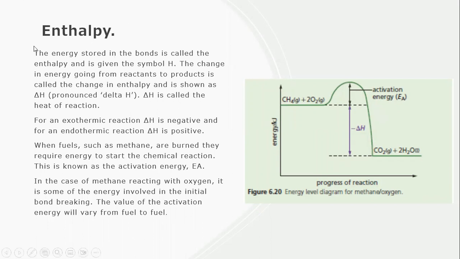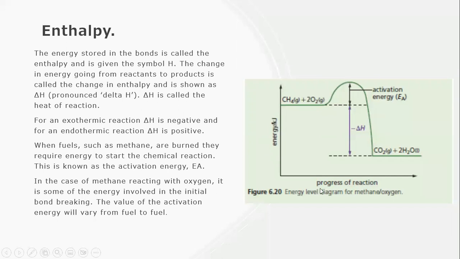Enthalpy is simply the energy stored in the bonds, and we show it by writing down delta H. Delta means change, and H is going to stand for enthalpy. Okay, so for exothermic reaction, delta H is negative. For endothermic reaction, delta H is positive.